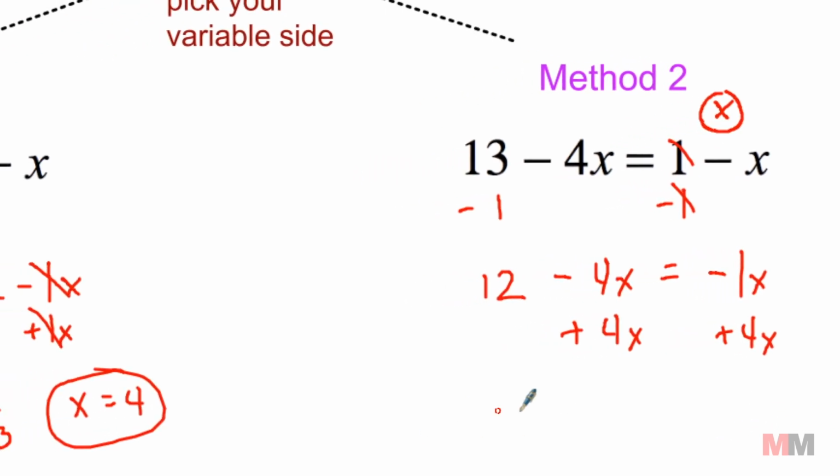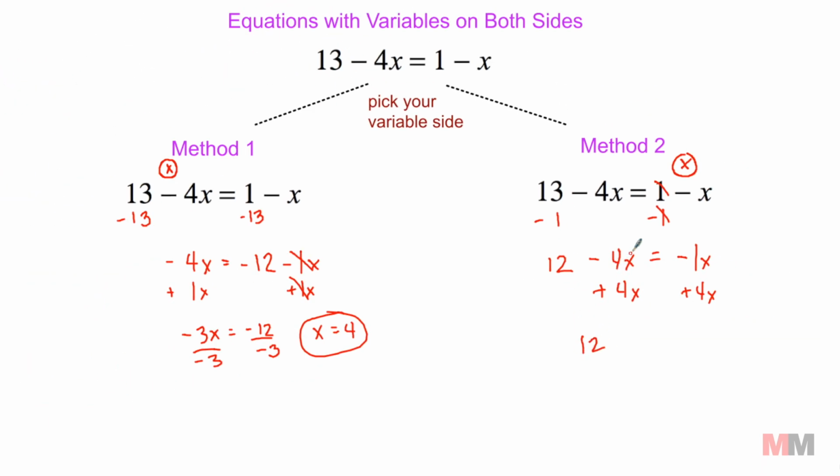Now you simplify once again. Now you got 12 to drop down. This cancels out. And you got 3x. Last step, divide by 3. And as you can see, you will get the same answer.